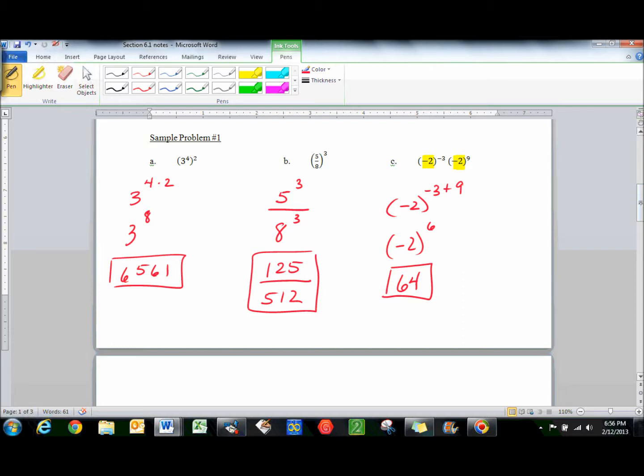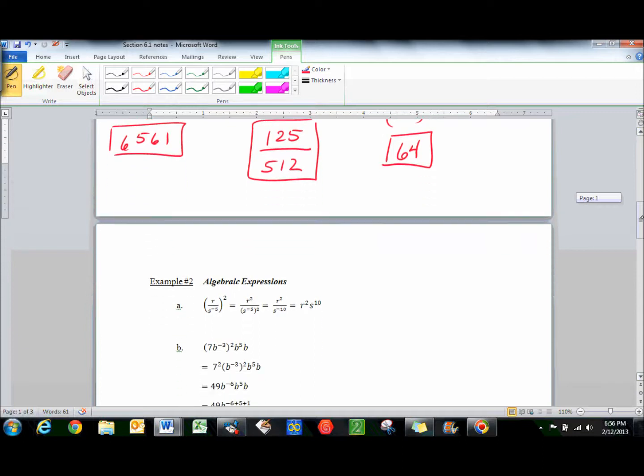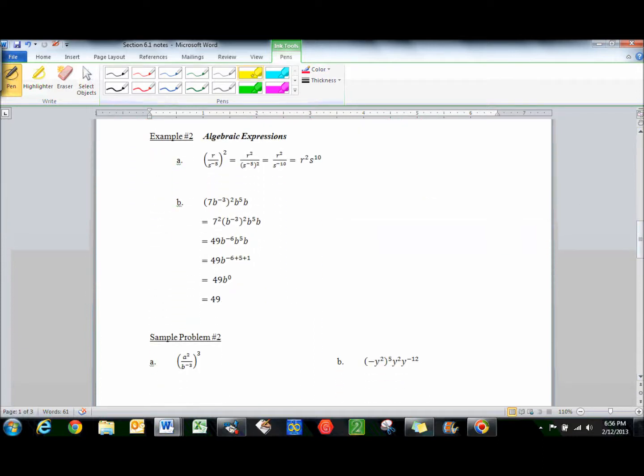Now we're going to go into problems that have algebraic expressions, and so in this case we are dealing with variables, and so it's very important that you know where to stop and how to separate your variables. If you're working with variables, they have to have the same base to use the property, so you cannot combine an R and S in part A. You can only work with the 2 R's, you can only work with the S's to come up with the final answer. Same thing in B.